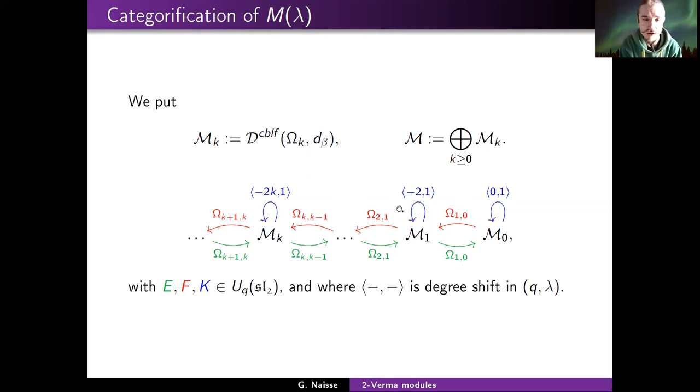And because you are actually in a derived setting, you need to take the derived tensor product, but you can show that the omega k, k plus one are actually cofibrant as left and right modules, so you can simply do the usual tensor product. What is the restriction on the derived category? Like, what does the CBLF stand for?